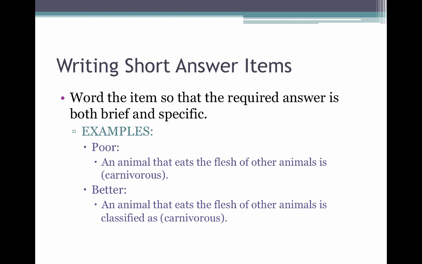We say, an animal that eats the flesh of other animals is blank. Now, in our mind, as we write the question, we may be clear about the fact that we're looking for carnivorous. But we also realize that if we do not specify that we're looking for a classification of animals, students could answer something much more detailed or specific, something like a lion or a bear. It's really not what we're aiming for in that question, but technically it would be a correct answer. So we need to make sure that we are clear in the way in which we word those related questions.